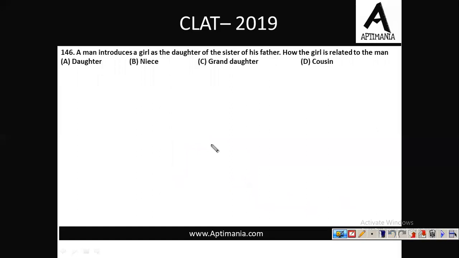146. Question based on blood relation. A man introduces a girl as the daughter of sister of his father. So let us start this question from back side. आप लोग को ये trick मैंने बता रखा है. So let's start this question from back side.